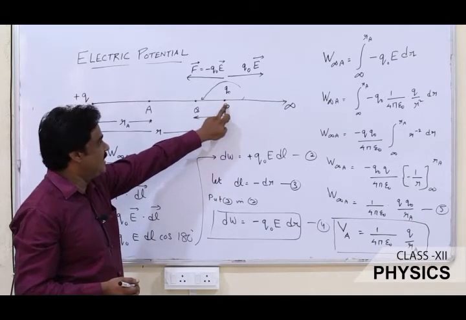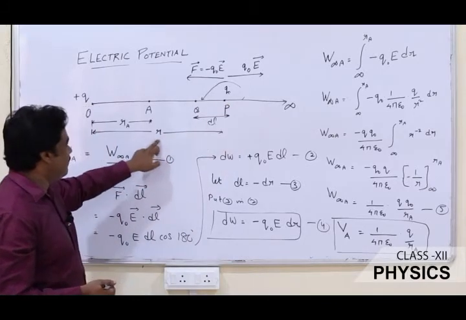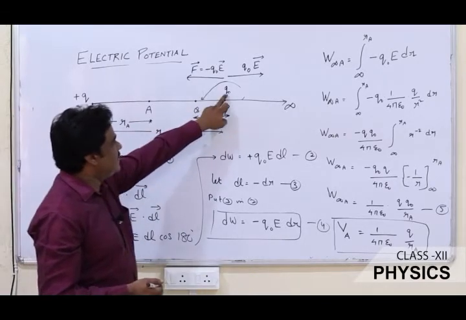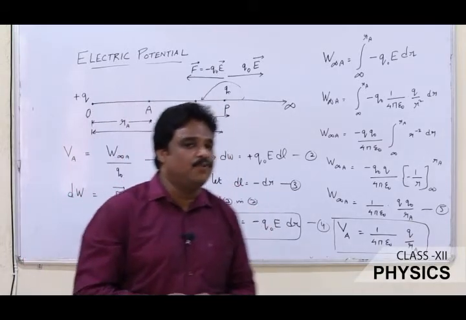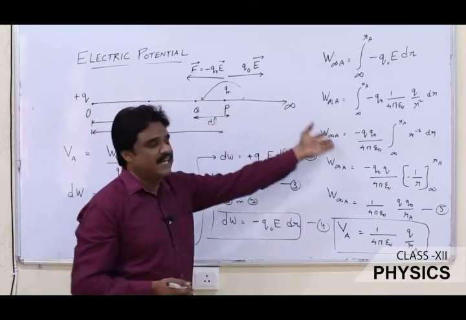I am going to assume the test charge is at P, which is at a distance R from the origin. I am going to keep the test charge at P. Now you say, what happens to the test charge? The test charge experiences a force, that is Q naught E towards right.